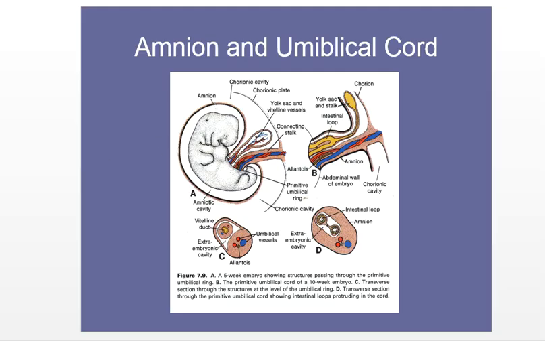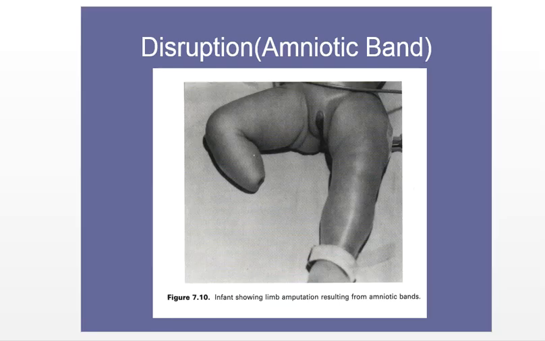Okay, sometimes we have some abnormality during the formation of the umbilical cord. One of them is amniotic band. As you see in this picture, tears in the amnion result in amniotic bands that may encircle parts of the fetus, particularly the limbs, and cause digit amputation. You can see here the amputation in the lower limb. Unfortunately, the origin of the bands is unknown.